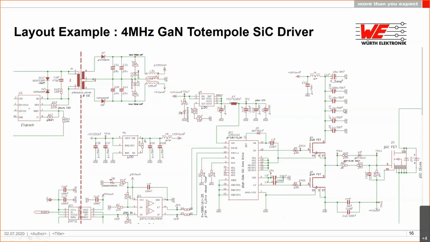kV. It was just made to show what's possible in high frequency, because usually 4 megahertz is very, very high and not many people are switching this high. It was just to show what's possible and what can be made with this technology.